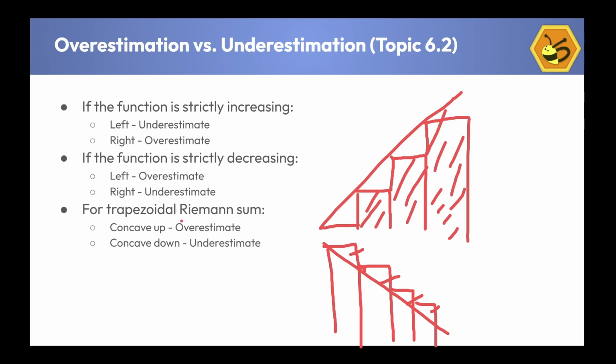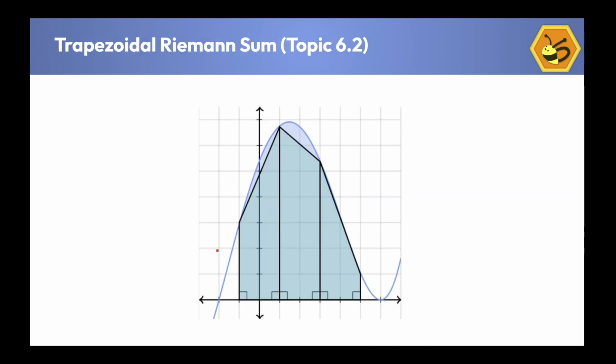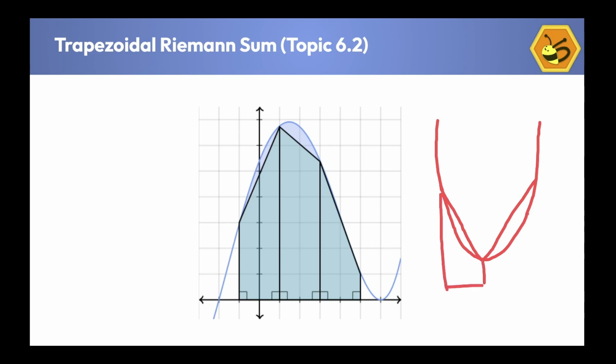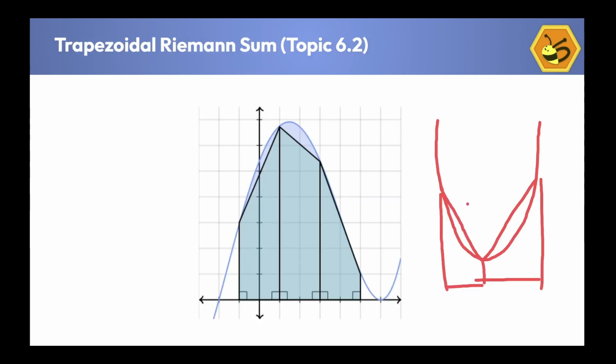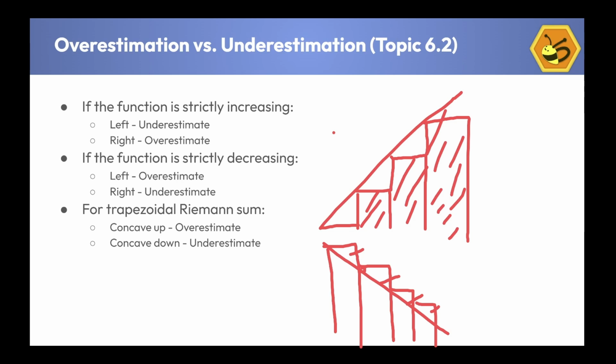For trapezoids, if it is concave up like this, I have those trapezoids. If it is concave up, I will overestimate because I have those extra areas. If I'm concave down, I will underestimate the value because I will miss those areas. So this is some helpful information to know about overestimation versus underestimation.